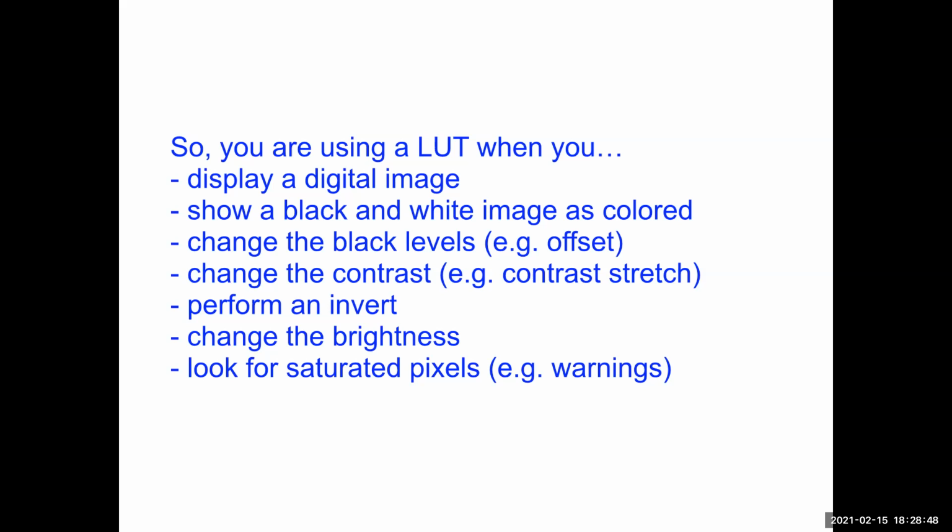And you can color a black and white image. You can change the black levels like we did. This is called changing the offset. You can change the contrast, which is doing a contrast stretch. That is a wonderful way to manipulate the lookup table, and we're going to talk about it next week. You can invert, make black white and white black, and sometimes that just allows you to see your data in a new way. You can change the brightness, make everything brighter, or dimmer. And as I've said, you can look for the saturated pixels and basically have this little warning flag over your image. These are just some of the uses of the lookup table.